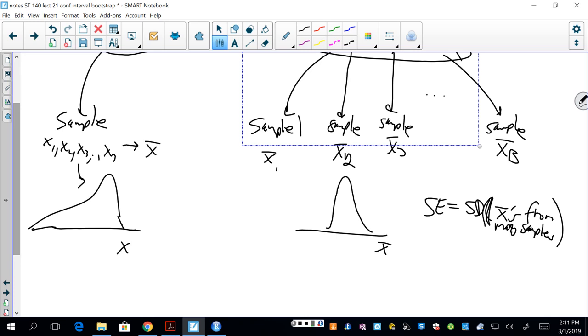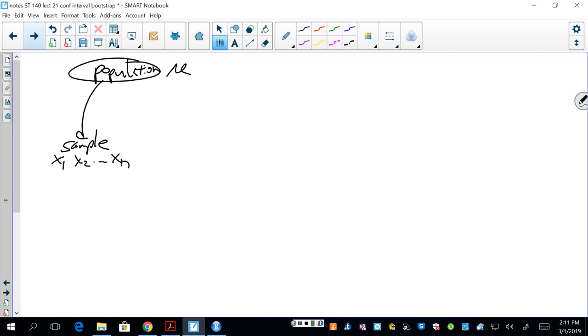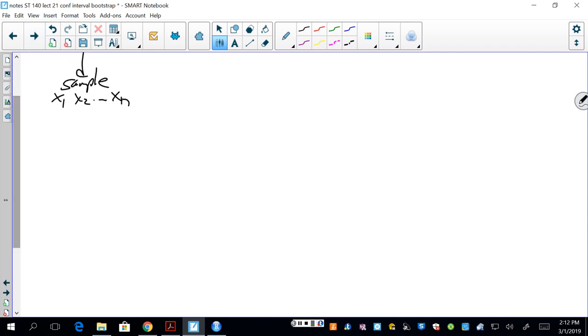We can't do that. We can't take multiple samples. So we need to do something that looks like taking multiple samples to get something comparable, and that's what the bootstrap does. We have our population with its population average, and we take our one special sample, x1, x2, up to xn. The bootstrap procedure draws new samples from the data we have, allowing a little bit of variability to get a new sample.